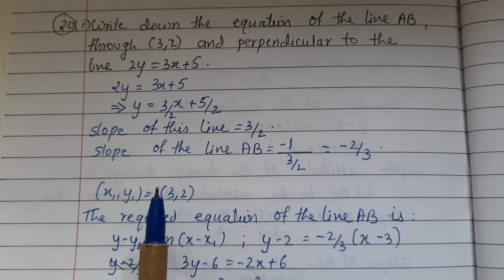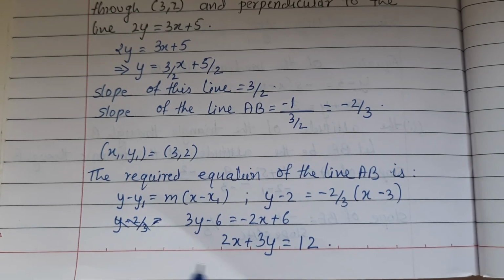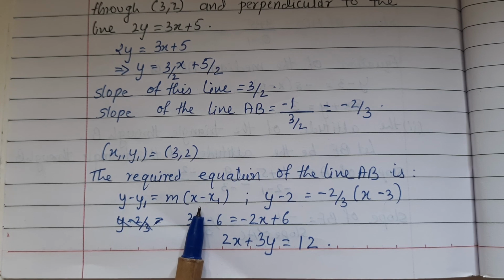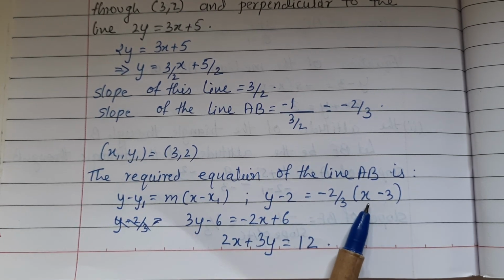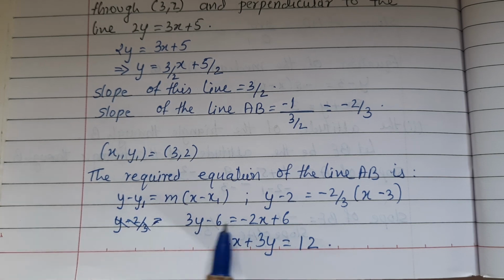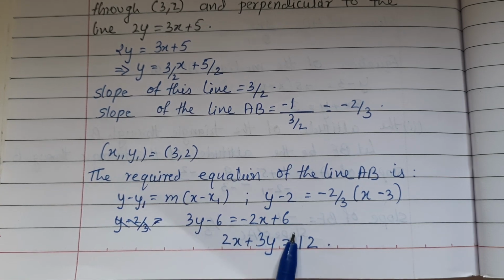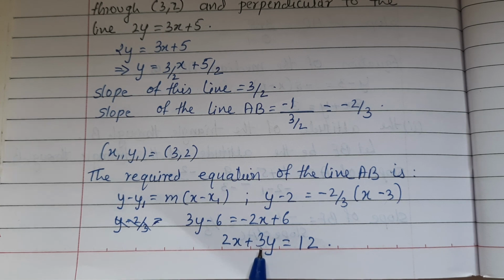(x1, y1) equal to (3, 2). The required equation of line AB is y - y1 = m(x - x1). y - 2 = (2/3)(x - 3). 3y - 6 = 2x - 6, so 2x - 3y = 0.